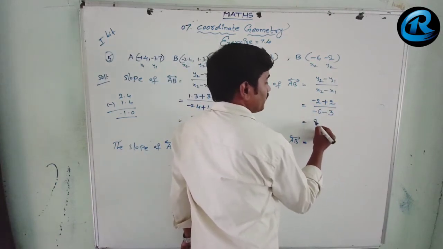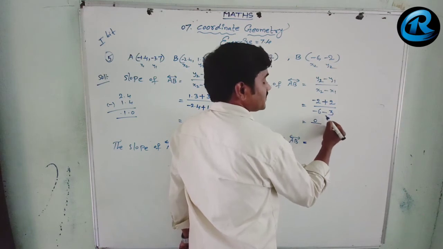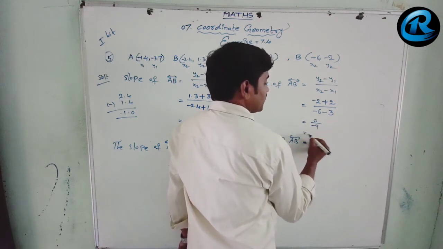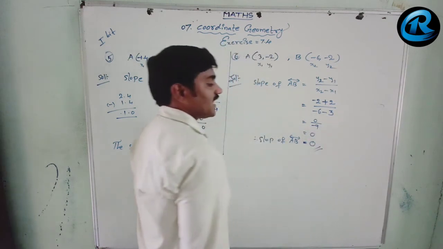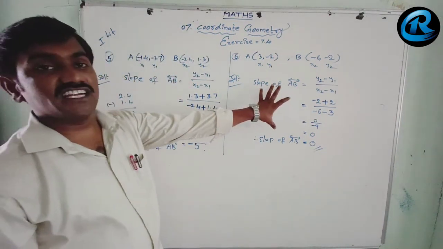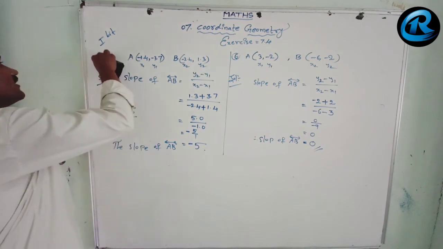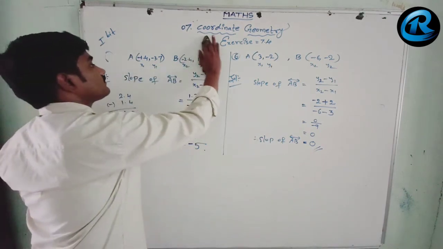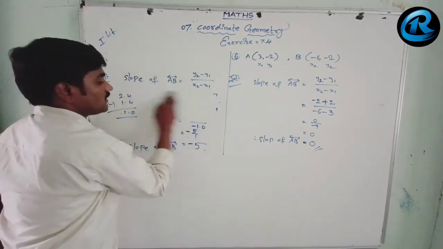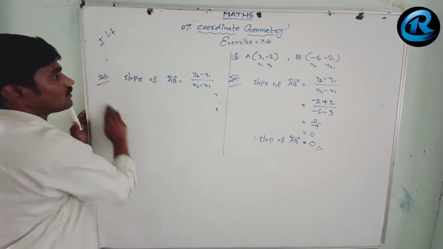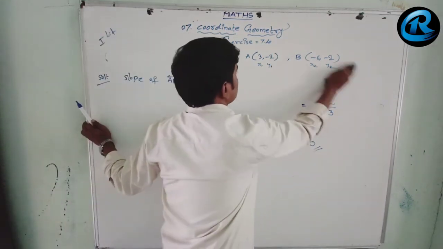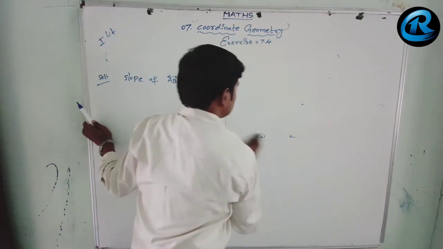Plus 2 minus 2, 0, by minus 3 minus 6, minus 9. 0 by something is always 0. So the slope is always 0 when the y coordinates are the same or equal. So I hope you understood. Only 2 problems remain. Let us solve the 2 problems now. Let me write those 2 problems directly.